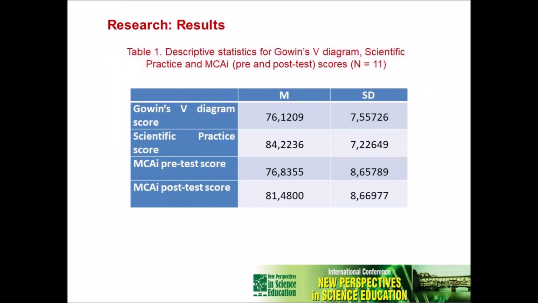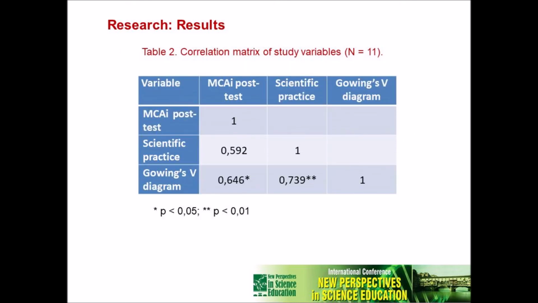Table 1 shows descriptive statistics for total scores obtained in the 3 variables of study. Table 2 shows the Pearson correlation coefficients for the study variables. Only MCAI post-test scores were considered. There is a positive and significant correlation between Gowin's V diagram score and both MCAI post-test and scientific practice variables.